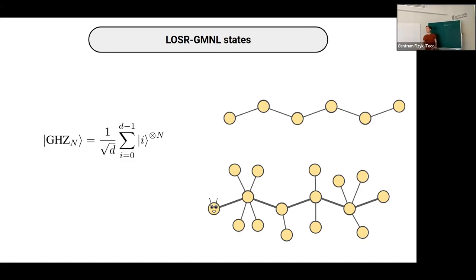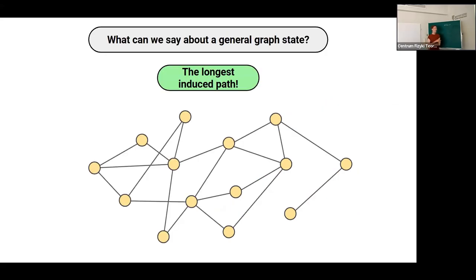There are no cycles. Yeah, but what does that have to do with the subspaces in which you don't have any graph? I'm getting to it.